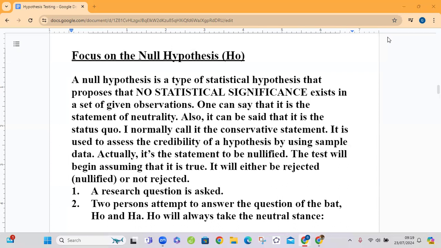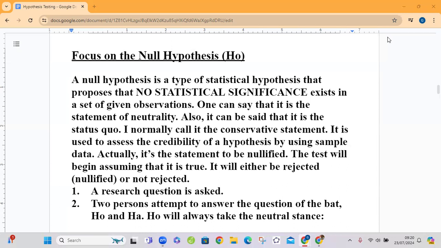It is used to assess the credibility of a hypothesis by using sample data. So sample data has to be collected and processed and then matched to the null hypothesis. Actually, it is the statement to be nullified. So when you process the data, either you reject the null hypothesis or you do not reject the null hypothesis. The test will always begin by assuming that the null hypothesis is true. And at the end, it will either be rejected, nullified, or it will not be rejected.